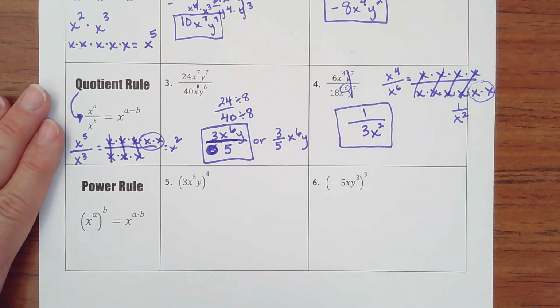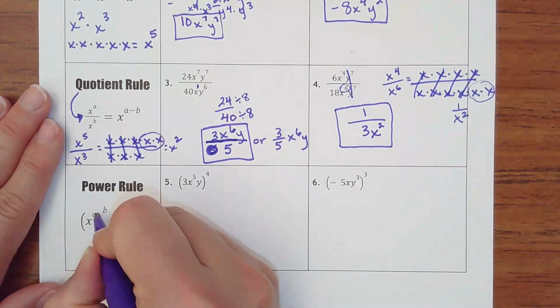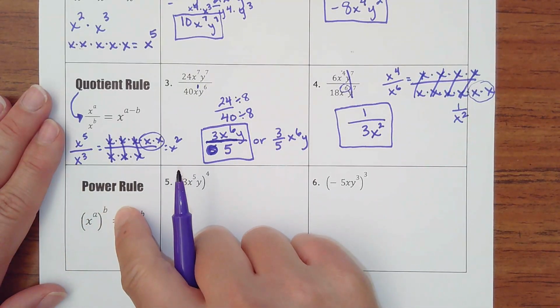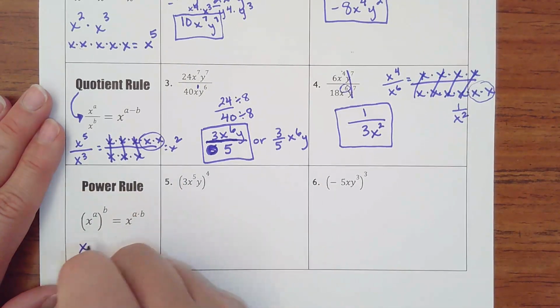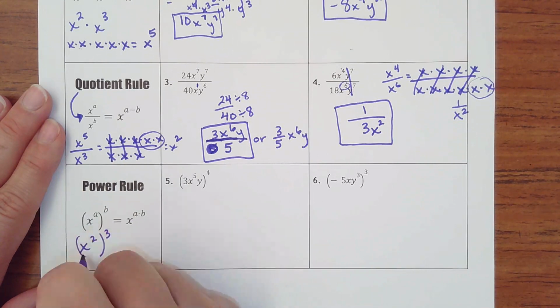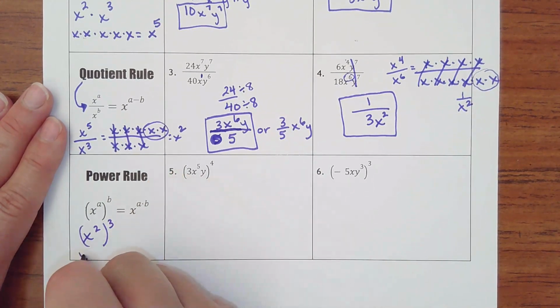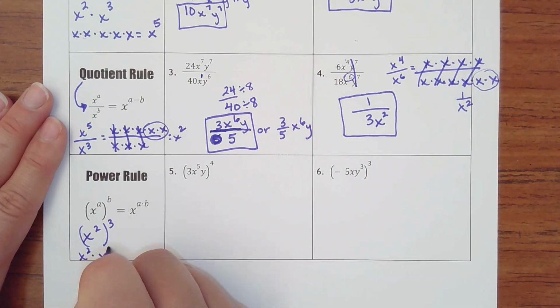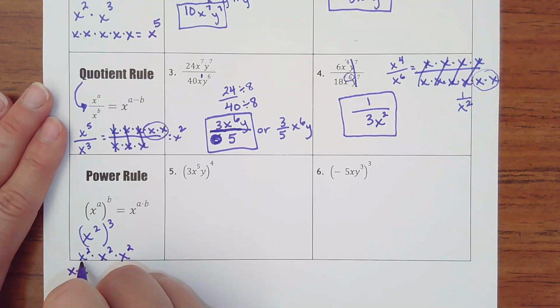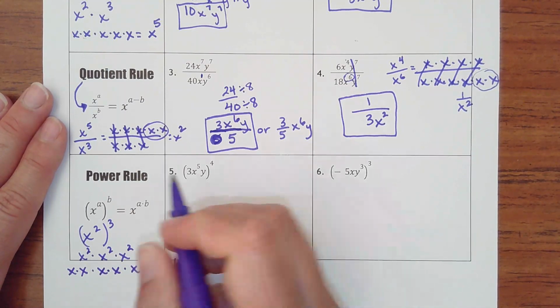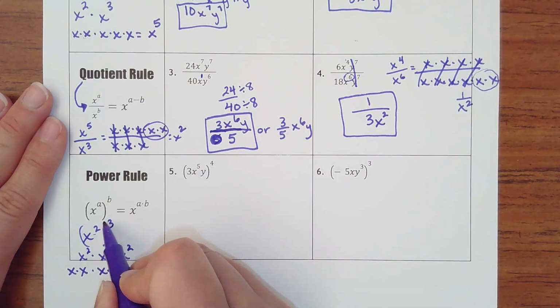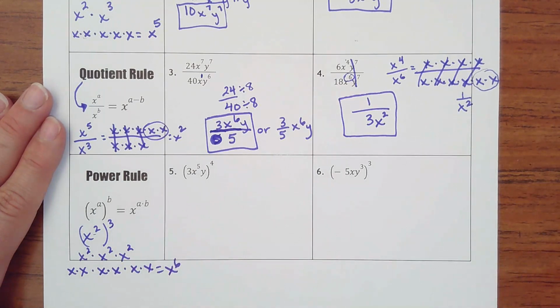Okay, last is the power rule. Power rule is having some exponent and then it's raised to another power on the outside. That would be like having x squared raised to the third. This power of 3 means x squared is times itself 3 times. Then if I expanded that, that would be an x times another x times x times x times x. So 2, 4, 6. So what did we do with the 2 and the 3? We multiply to get the new power.